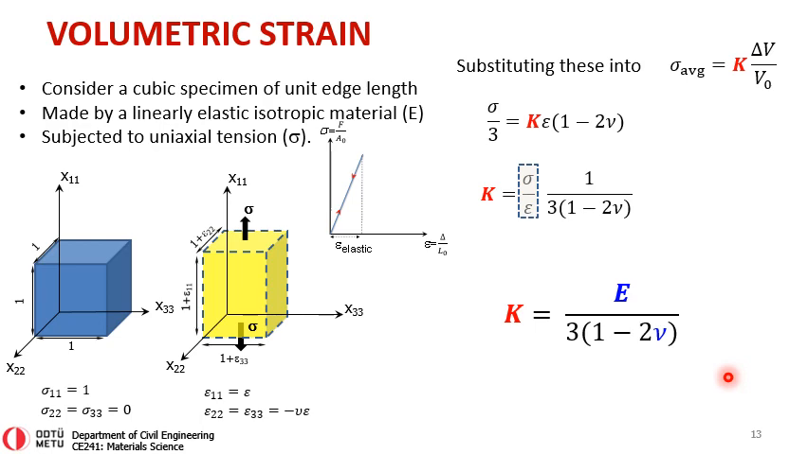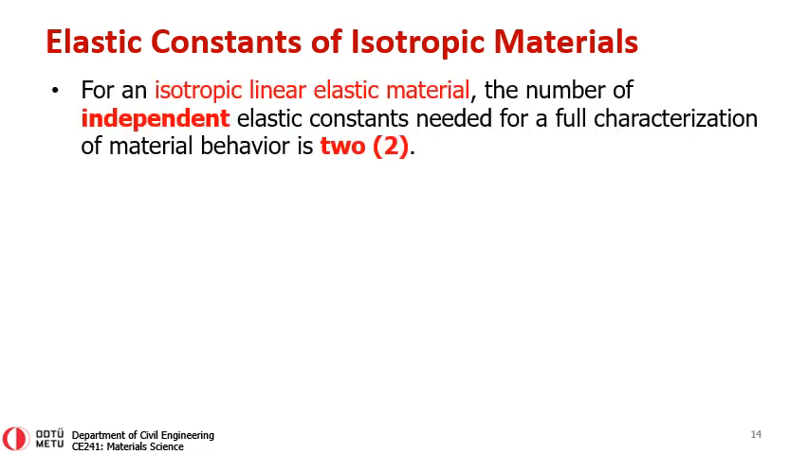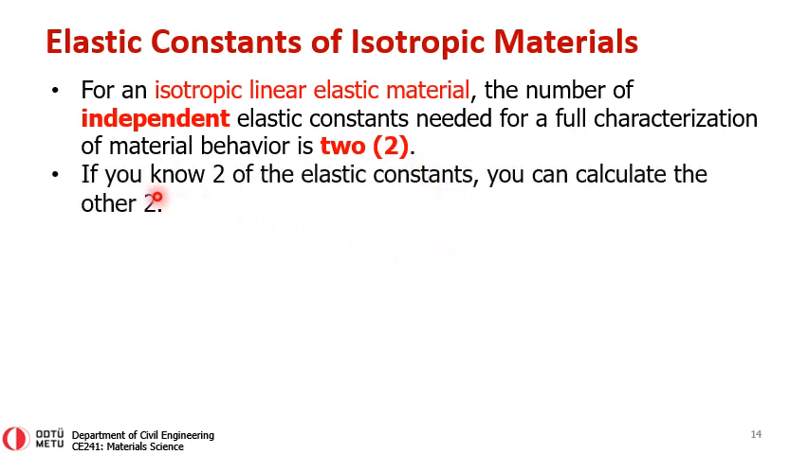So what does this mean? This means that if we know the modulus of elasticity and Poisson's ratio, then we can calculate the bulk modulus. In other words, we have two independent elastic constants to define isotropic materials. If we know 2, we can express the other terms. So to wrap it up, for an isotropic linear elastic material, the number of independent elastic constants needed for a full characterization of material behavior is 2. If you know 2 of the elastic constants, you can calculate the other 2.